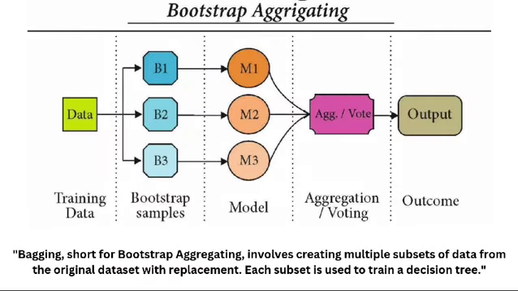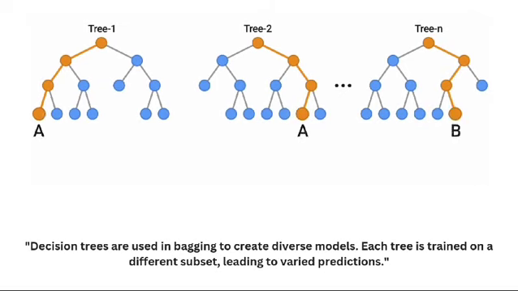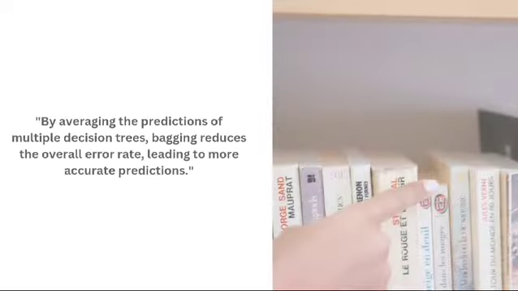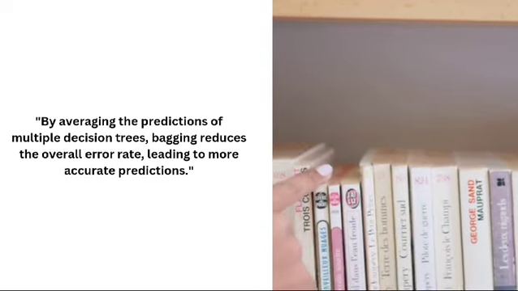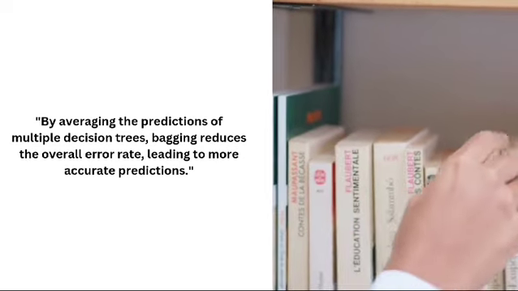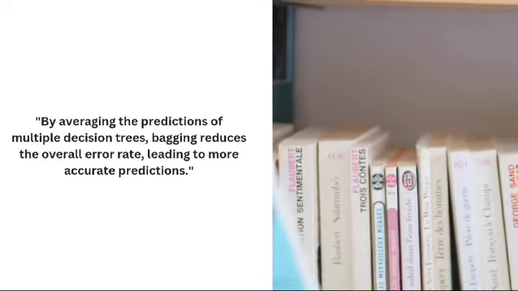Bagging, short for bootstrap aggregation, involves creating multiple subsets of data from the original dataset with replacement. Decision trees are used in bagging to create diverse models. By averaging the predictions of multiple decision trees, bagging reduces the overall error rate, leading to more accurate predictions.